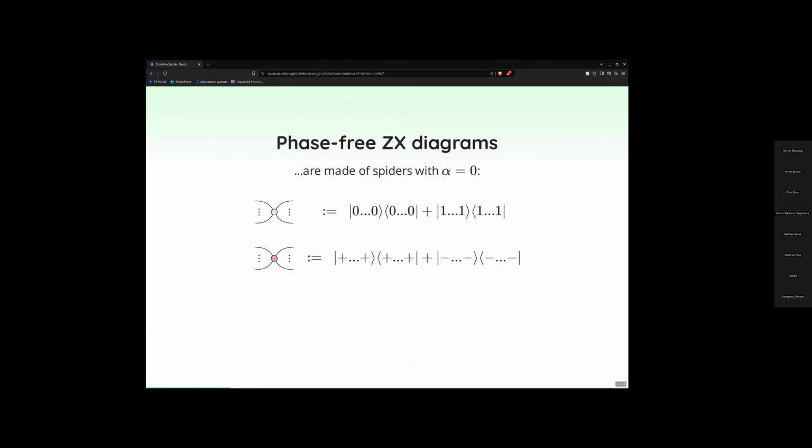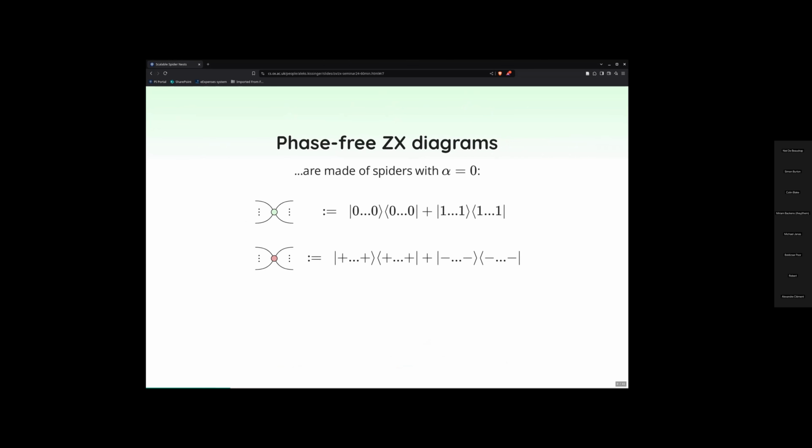Okay, so phase-free ZX diagrams are made of spiders where the phase is set to 0. Those are these two spiders. But in the phase-free case, it's actually often quite useful to think of the X spider. So this is the Z spider.